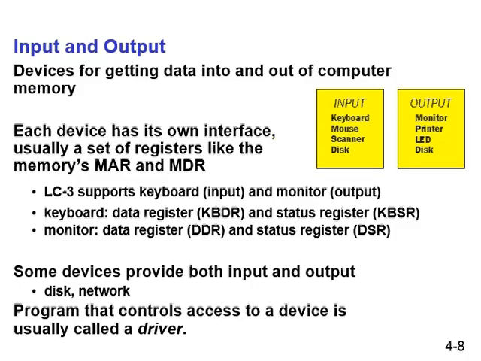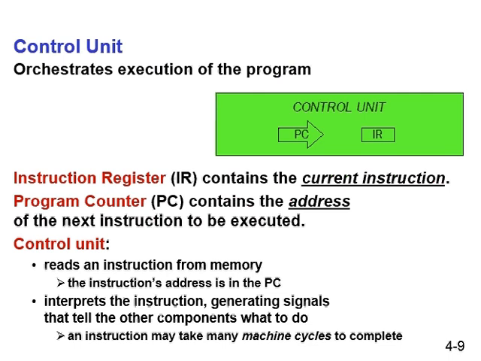These are the input-output devices. For example, with the keyboard, you have 2 registers if you want to work with it: KBDR and KBSR. For the monitor, you have the DDR and the DSR. For the control unit, you have PC, the program counter, and IR, the instruction register.